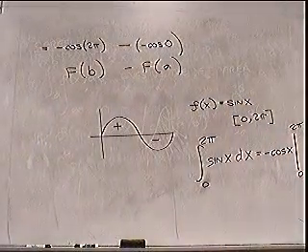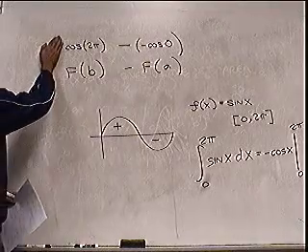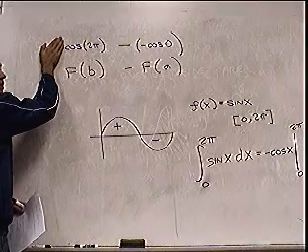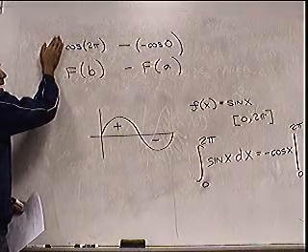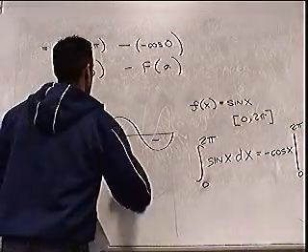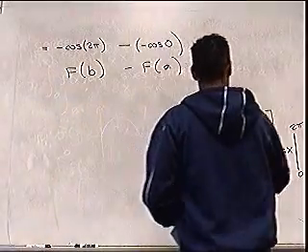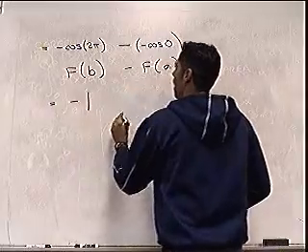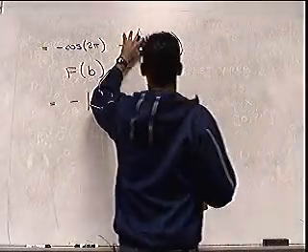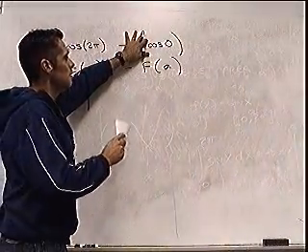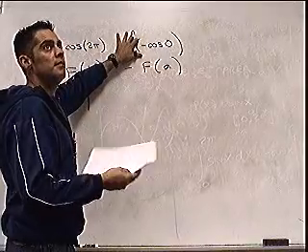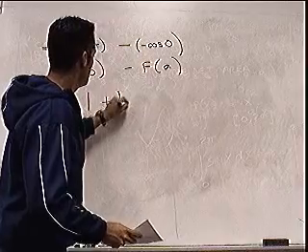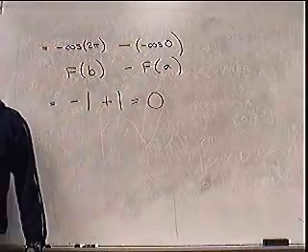Follow me? What is cosine of 2 pi? 1. Right? Cosine of 2 pi is 1. And then make it negative. So you get here negative 1. And then I have, let's see, what's cosine of 0? 1, make it negative, negative 1, subtract it, plus 1. So your answer is 0.